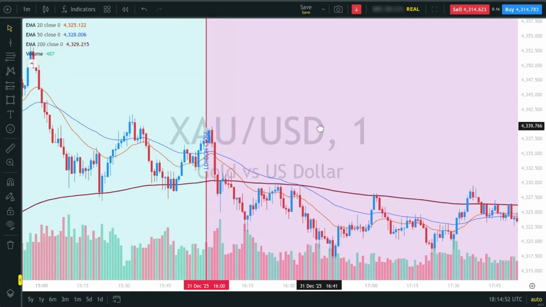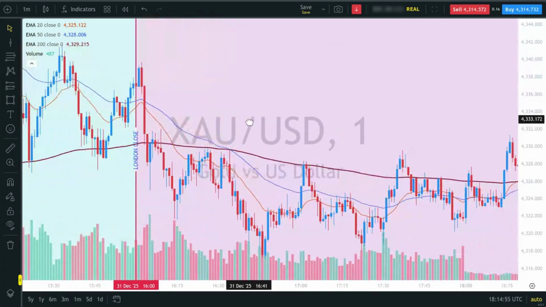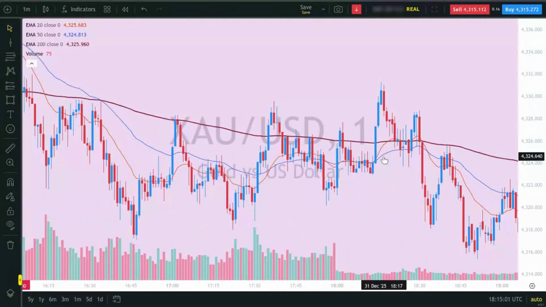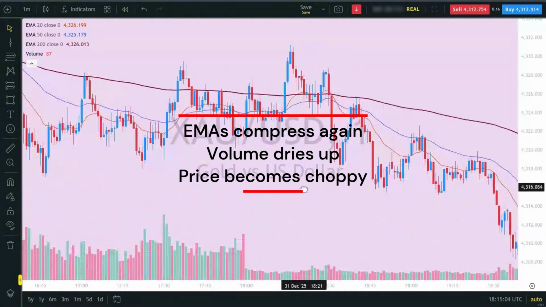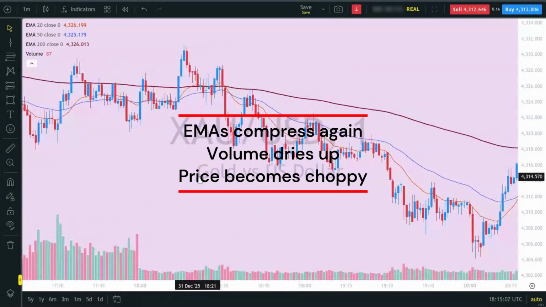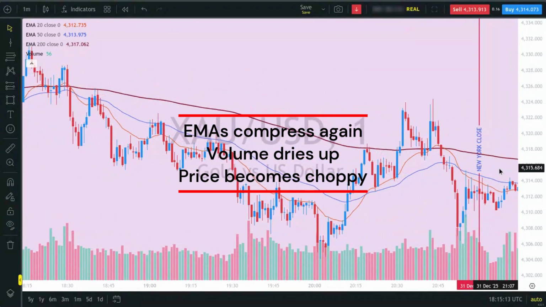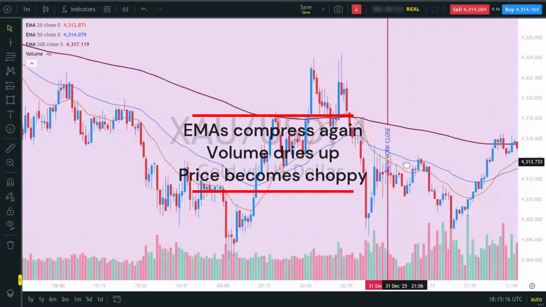Remember, this is where most beginners lose money. The move is already done, but emotions are still active. EMAs flatten again. Volume disappears. This is not an opportunity. This is a professional no-trade zone.